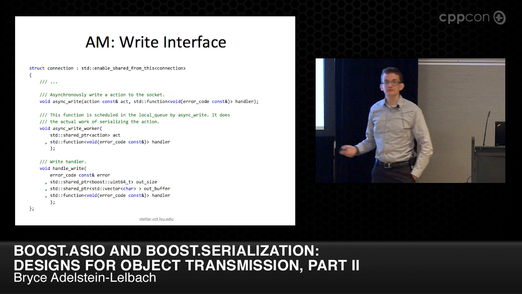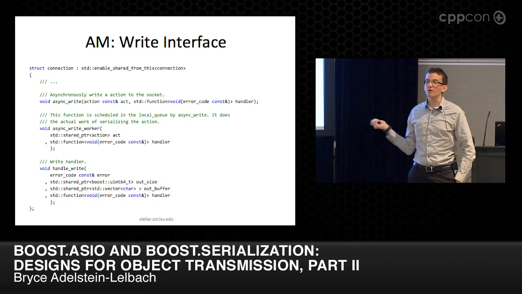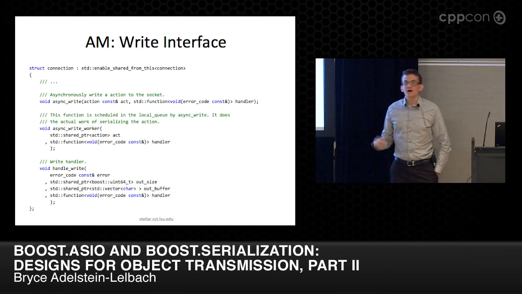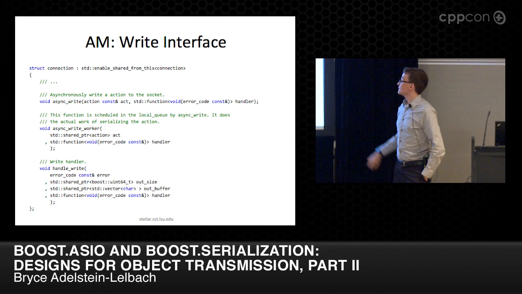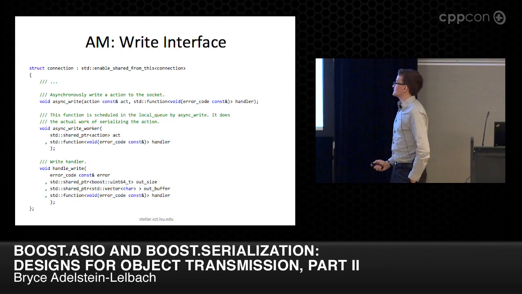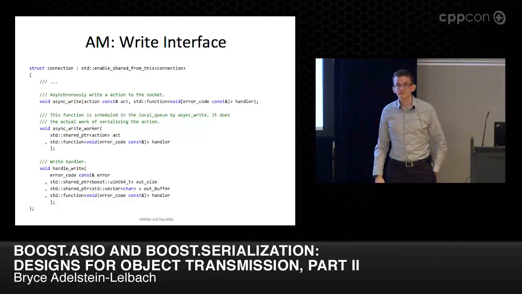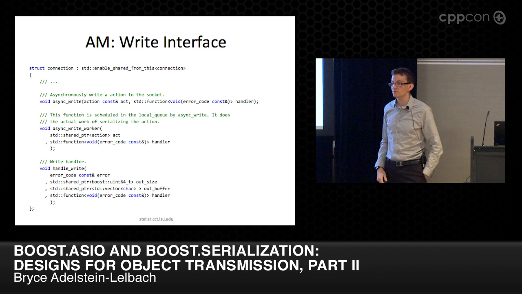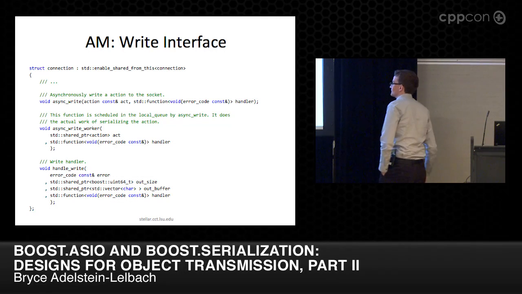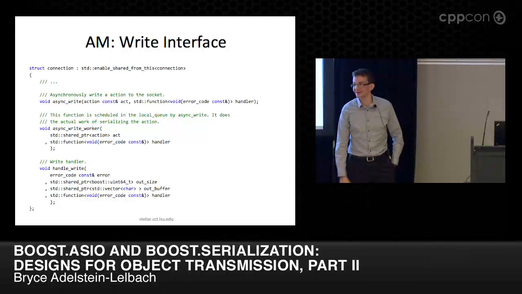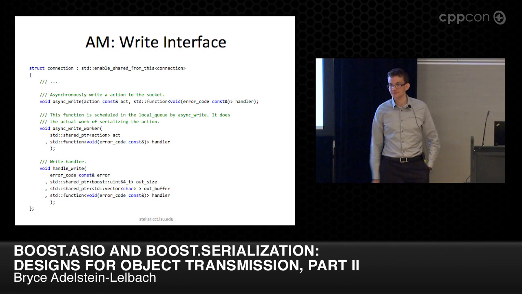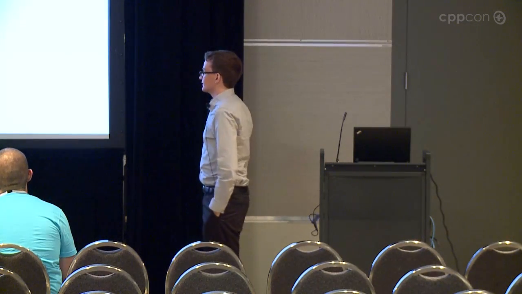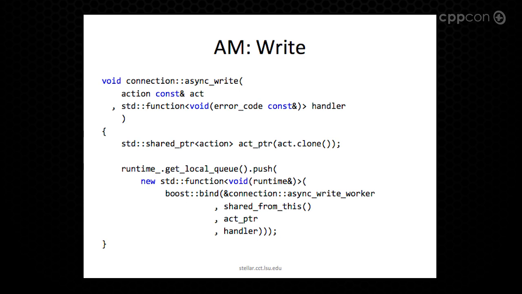So that async write doesn't actually do anything. It just enqueues the worker to be done in that little local queue, so that we can go on and do some other work while we're waiting for that asynchronous write to happen. And then we've got this write handler, and we don't have that two-part process like we did with the read, where we had to read the size and then read the buffer. Although apparently I've been told now that that may not be the best way to do it, that there's a new feature in Asio that can potentially allow you to do the read in one pass. But let's take a look at that async write.